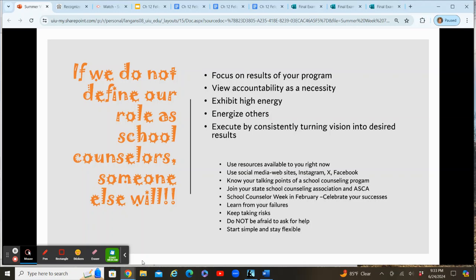Keep taking risks. Don't be afraid to ask for help, especially as you start off your school counseling careers, and just start simple and stay flexible. That's going to be a huge, huge thing for you to remember, is to start simple and stay flexible. You don't have to do everything that first year or that second year. I think it takes about 3 or 4 years for people to actually really figure out what they're doing and getting that calendar situated and everything going on in their school counseling program.